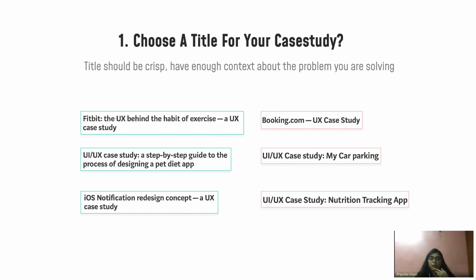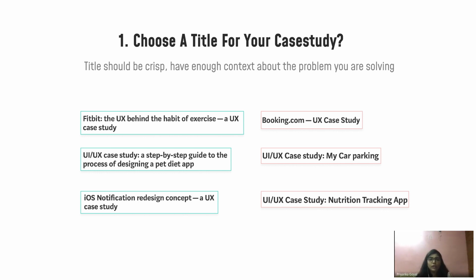So when you are deciding a title about your case study while making rough notes, see, जैसे इसमें लिखा है like the UX behind the habit of exercise. As a reader, I know what you are trying to solve, the UX behind habit of exercise, it is actually attracting my attention as a reader that I should read about it. What does this mean? Like booking.com UX case study, there are a lot of UX problems, there are a lot of things. Like this is completely no.